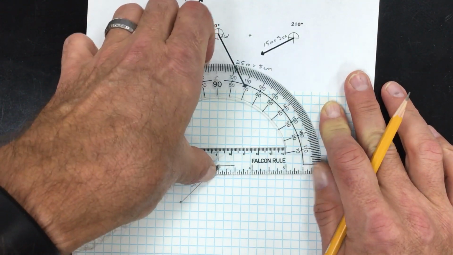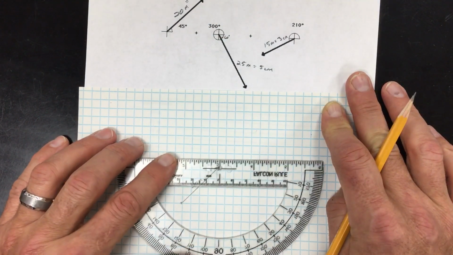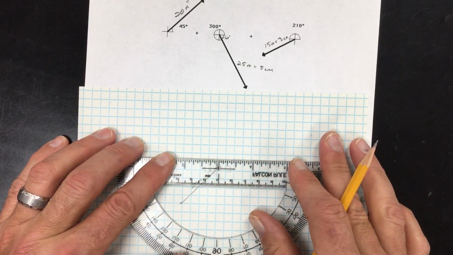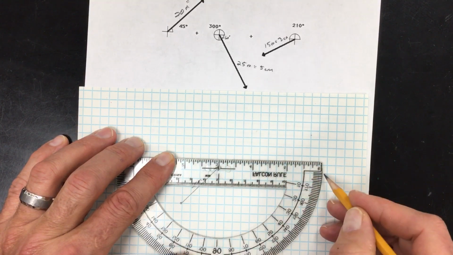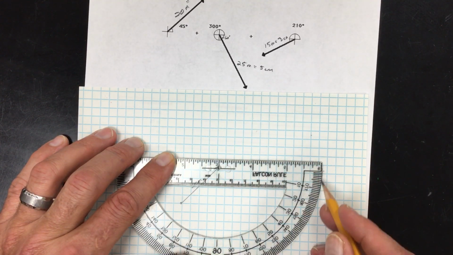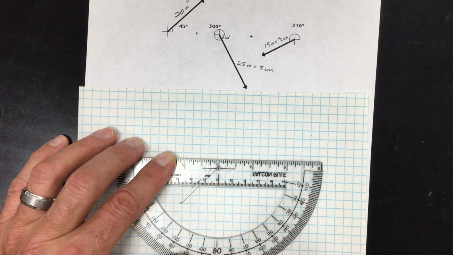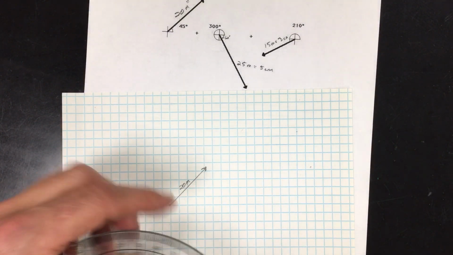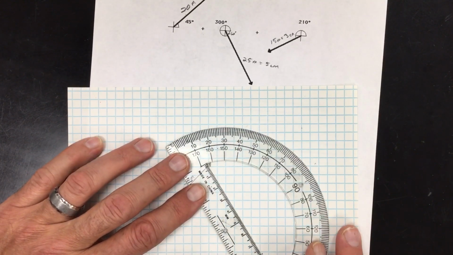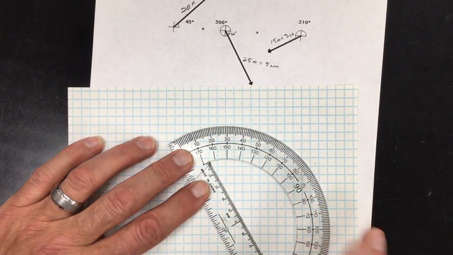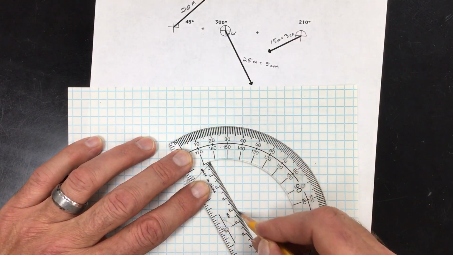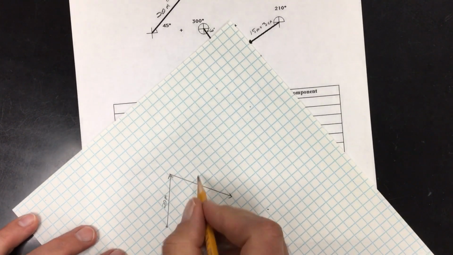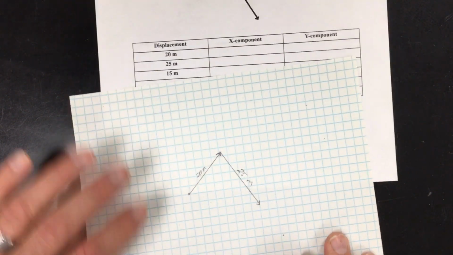Since I need a negative 60 degrees, I'm going to flip my protractor, make sure my horizontal line is truly horizontal, and I'm going to measure, again, apologies for the backwards writing, 60 degrees from there. And now this line I've got to make 5 centimeters long. So I line up my points and make my line 5 centimeters long, draw my little arrowhead, and label that 25 meters.